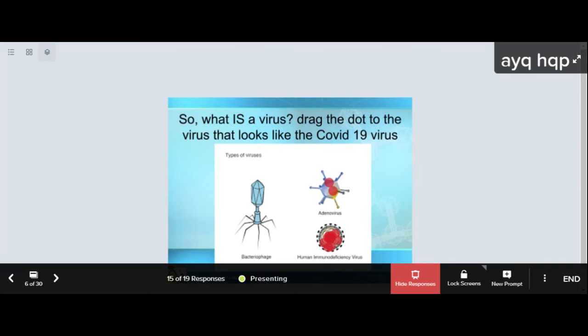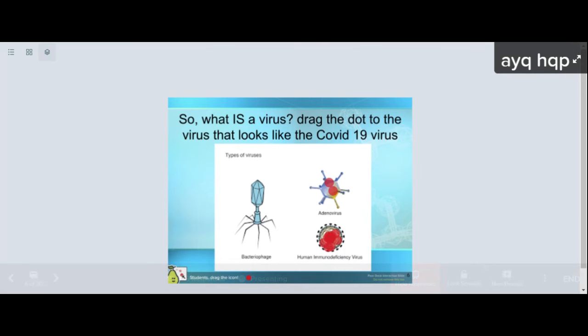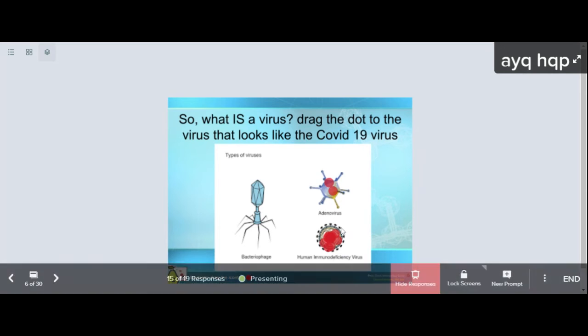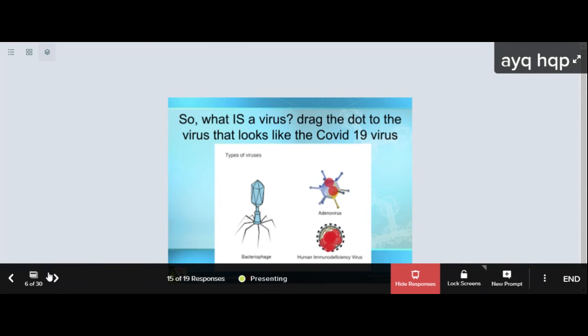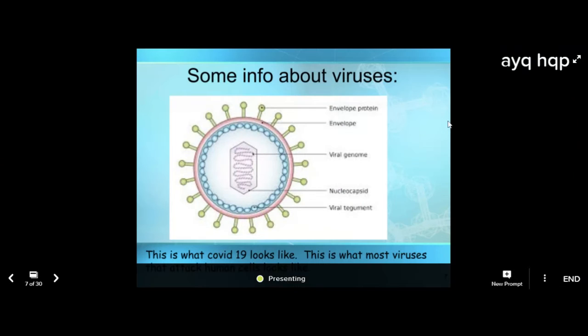So COVID-19, the specific flu virus that's been doing so much harm, looks like this. Okay, so let's keep going. What is a virus? All right, here's some info.